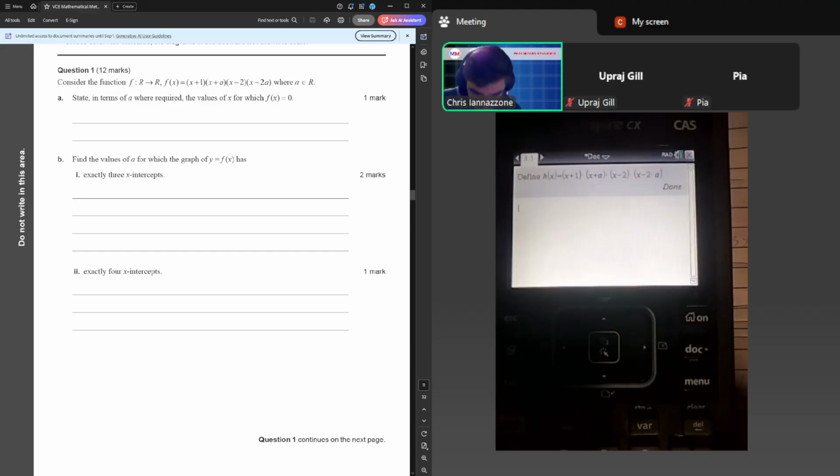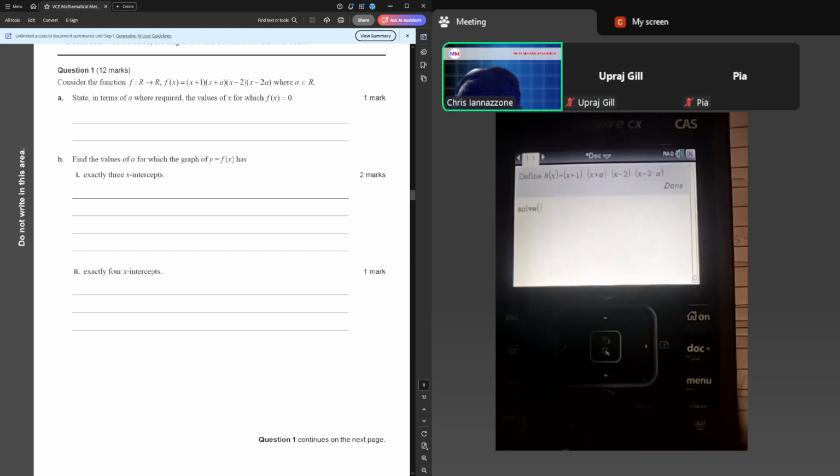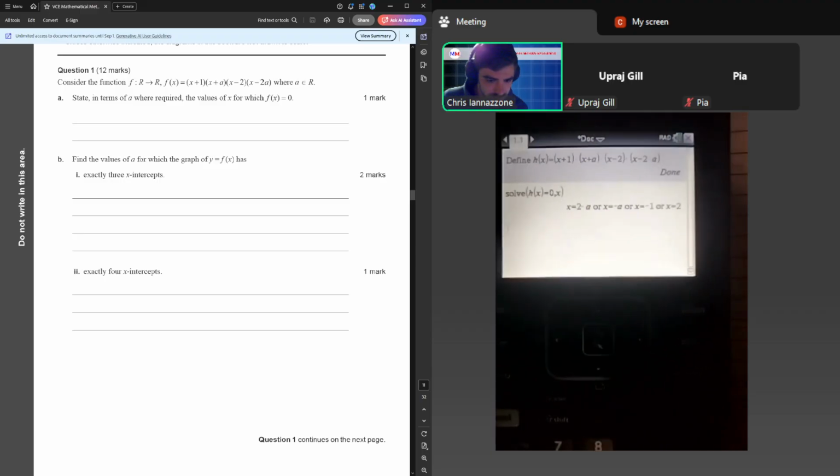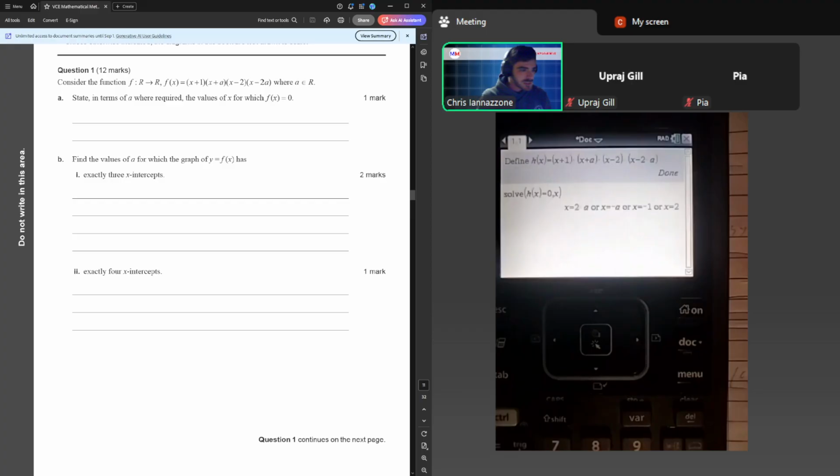And then, yeah, algebra solve. So we're solving for where function equals 0. So h of x equals 0, comma a. No, comma x. You want to have a in the solution, but you're still solving for x-intercepts. And so yeah, those are going to be the answers stated in terms of a. Some of them are going to have them, some of them aren't.